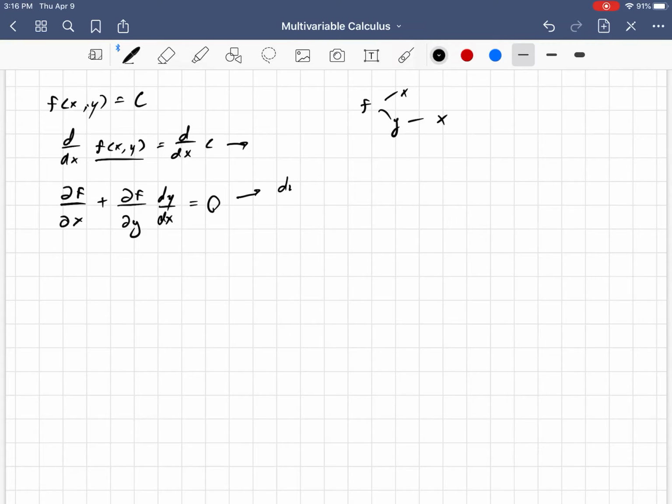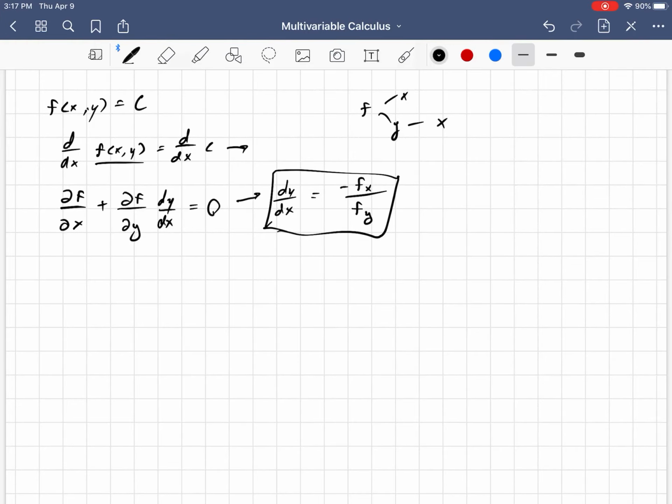By the way, if you solve this formula for dy over dx, it means that dy over dx is negative, this is another way to write it, the partial derivative of f with respect to x over the partial derivative of f with respect to y. And so this is a very nice formula for finding dy over dx implicitly. It works out very nice. Maybe just a quick example of that, because it is pretty cool.